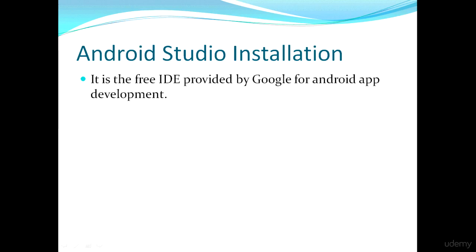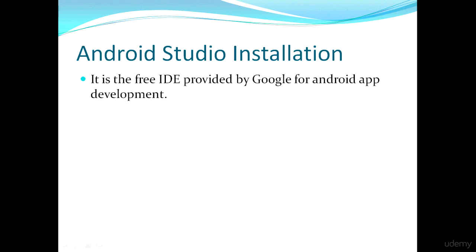In this video, I'll tell you how you can download and install Android Studio. Android Studio, as I have told you in our earlier section, is the free IDE provided by Google for Android app development. And now that we have already completed our JDK installation, which I have shown you in my previous video, we can now proceed with the Android Studio installation. I'll show you step by step how you can go and download Android Studio. So let's begin with the Android Studio installation.